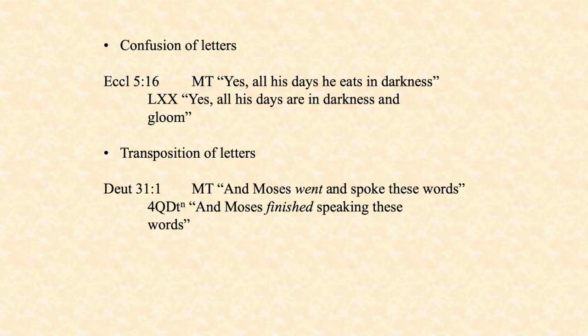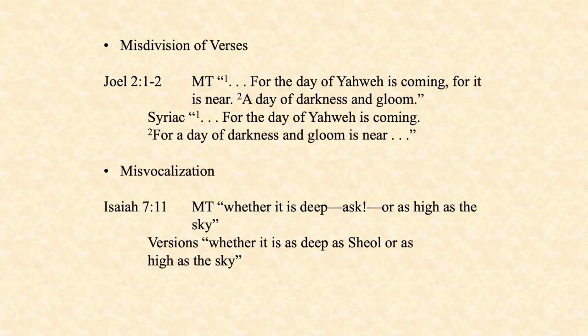Sometimes transposition of letters can occur when a scribe is writing things down. So in Deuteronomy, "And Moses went and spoke these words." And in the Qumran scroll, "And Moses finished speaking these words." Okay, so that reflects 2 different Hebrew roots where the letters have been switched. Sometimes there can be a bad division of verses that the scribe just doesn't understand when they're copying.